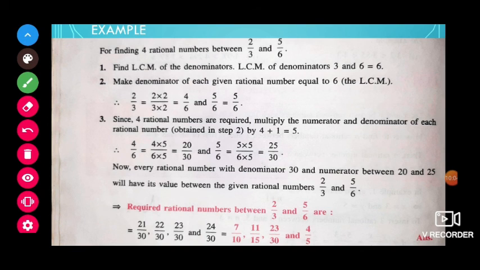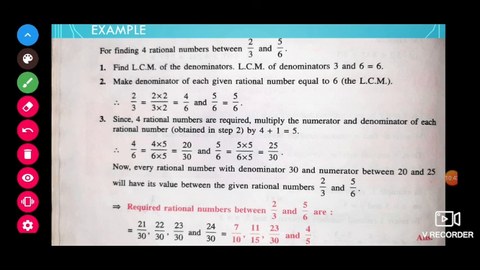Next, one more example, children. Here is a little bit bigger procedure. If we have two numbers, how can we find a particular number of rational numbers between them? For example, if I ask for 4 only. How to find? See, 2 by 3 and 5 by 6. Both have different denominators, so first I convert them into the same denominator by taking the LCM. 2 by 3, if we multiply by 2 by 2, we get 6 as the denominator. So we now get 4 by 6 and 5 by 6.